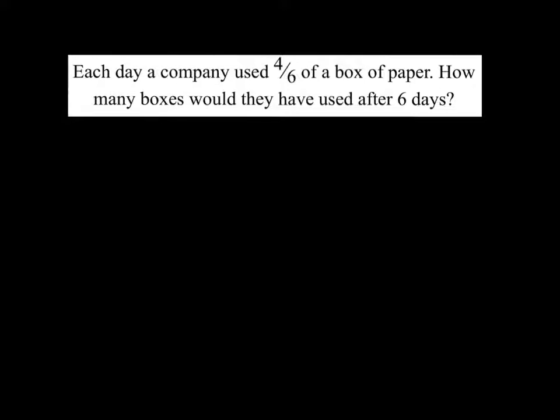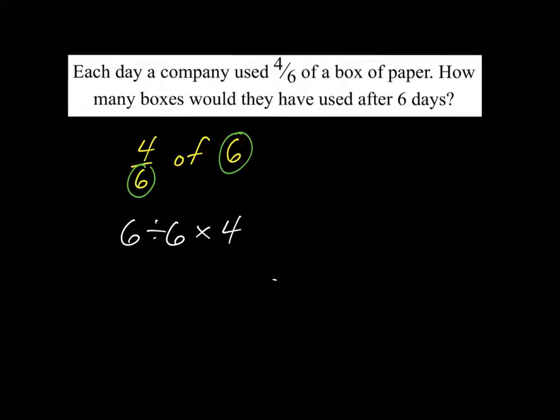And our last question. Each day a company used 4/6 of a box of paper. How many boxes would they have used after 6 days? So our question here is 4/6 of 6. We look to see if the denominator and the whole number work, and of course they do, they're the same number. So we can use the whole number divided by the denominator times the numerator. This equals 1 times 4, which gives us 4 boxes of paper.